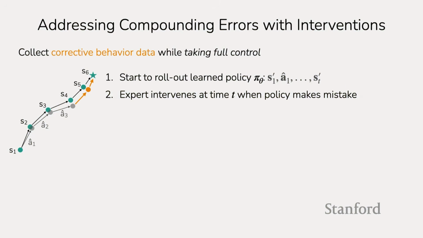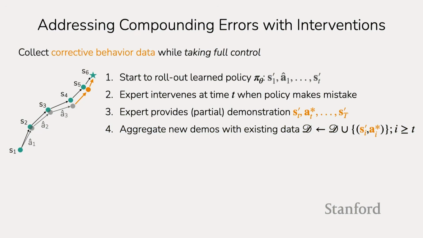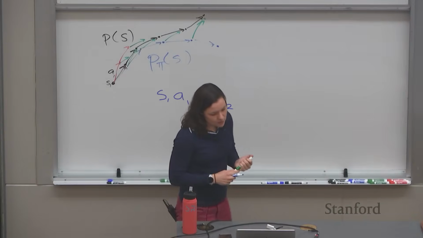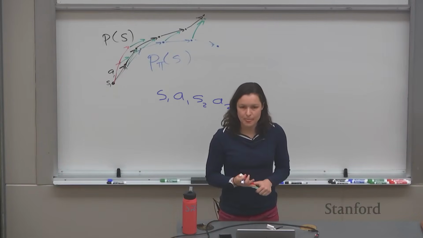And so here you would start to roll out the learned policy. The expert intervenes when the policy makes a mistake. The expert provides a partial demonstration from the state that the policy visited. So it would take full control, and then you aggregate these partial demonstrations with the original data set in order to update the policy. And again, you can repeat this process so that you can cover different potential failure modes of the policy. Yeah, so in all of these cases, the best performance of the policy is upper bounded by the expert.